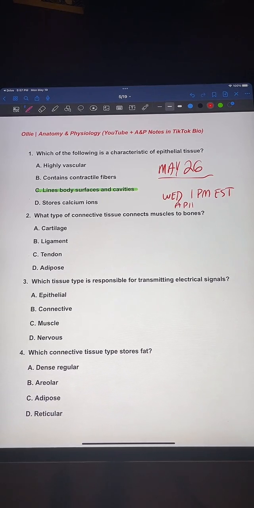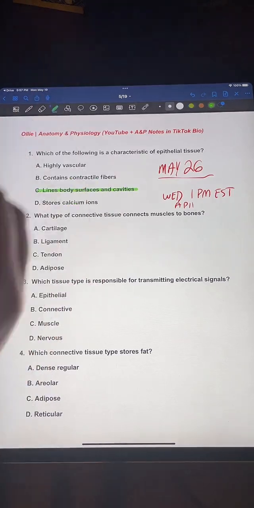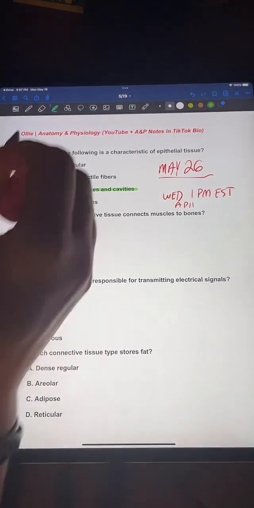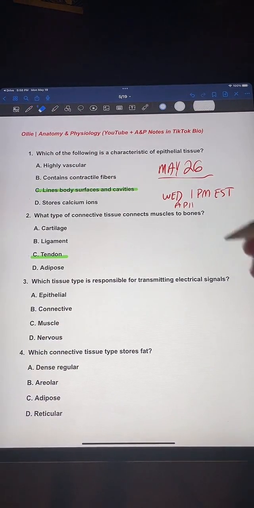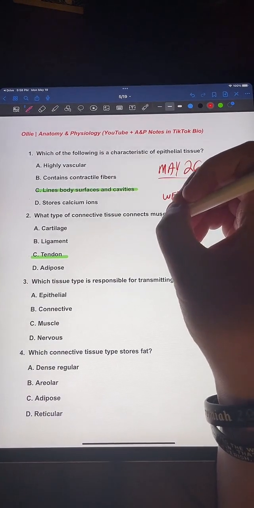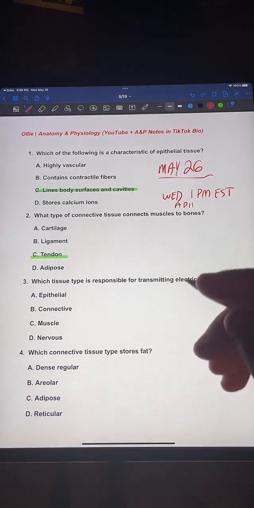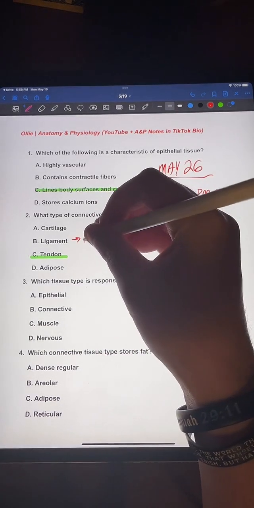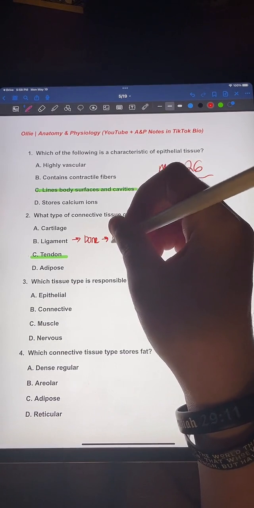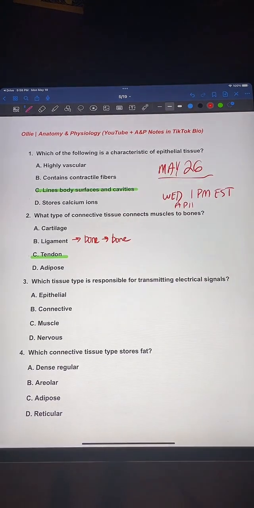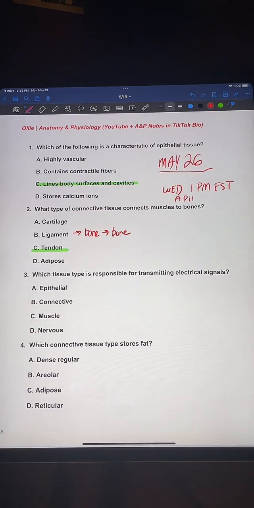Number 2, what type of connective tissue connects muscle to bone? The answer is C. It is a tendon. So a tendon connects muscle to bone. Cartilage connects bones or cushions joints. Ligament is what is bone to bone. Adipose is what stores fat. Number 3, which tissue type is responsible for transmitting electrical signals?